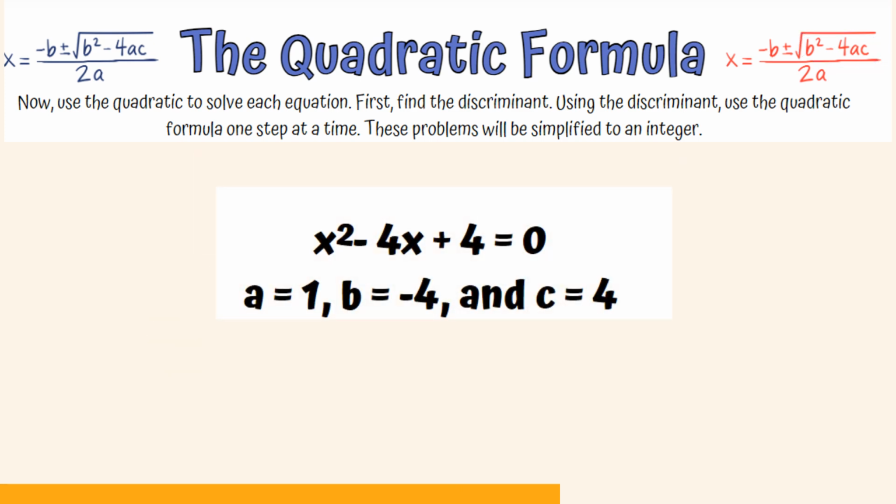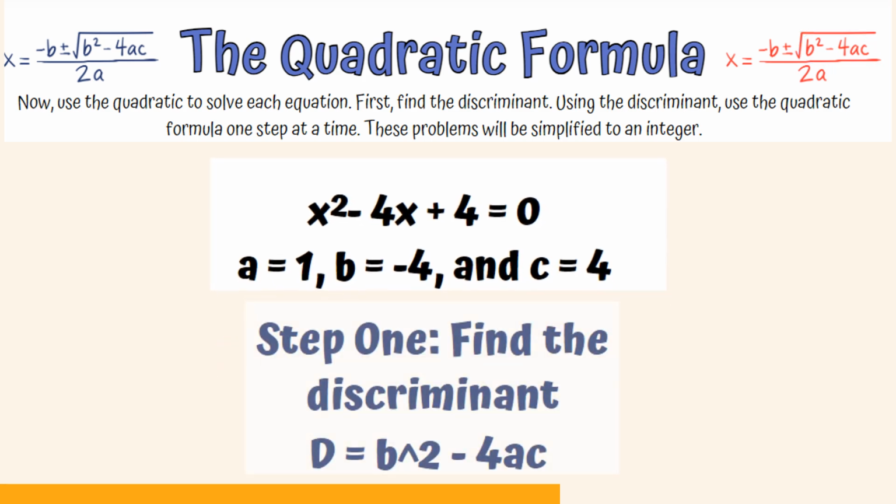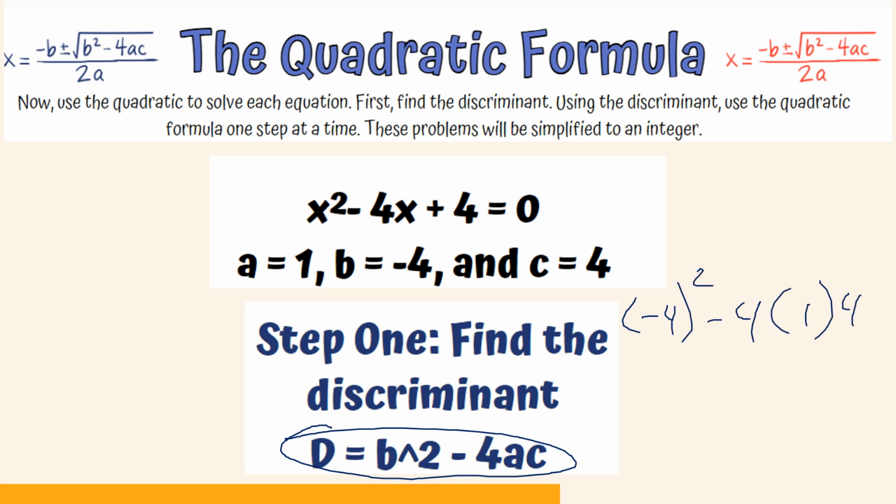Well, I came up with 1, -4, and 4 for my discriminant. And then I set it up this way: -4 squared minus 4 A, C. A is 1, C is 4. So again, my discriminant comes from underneath the radical. So once again, our discriminant is B squared, so -4 squared minus 4 times 1 times 4.